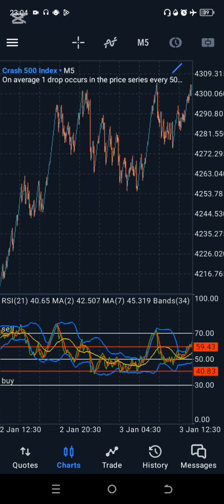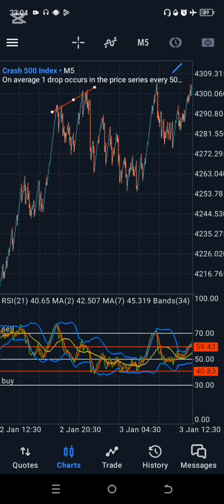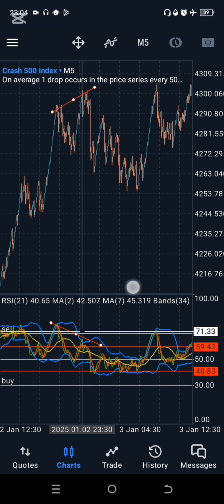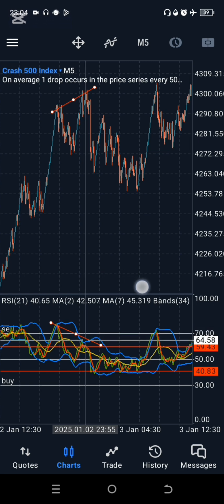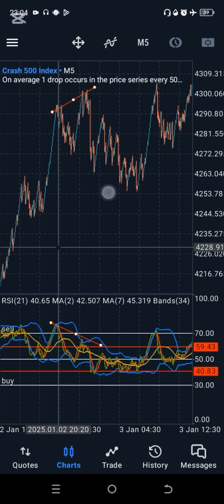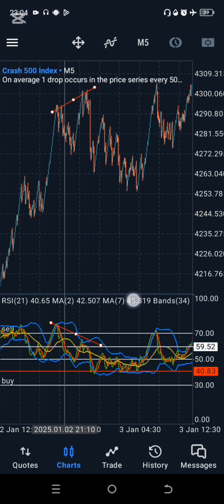As you can see on the main chart, the candlesticks are creating higher highs. And on the indicator window over here, the RSI, the green line, is showing a lower low. So from this point going back to this point, the candlesticks are creating a higher high, and on the indicator window we're creating a lower low.